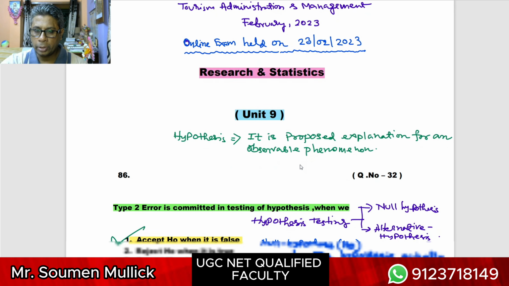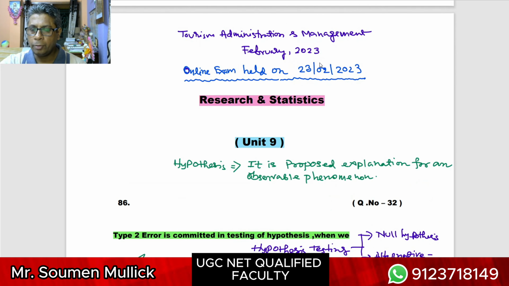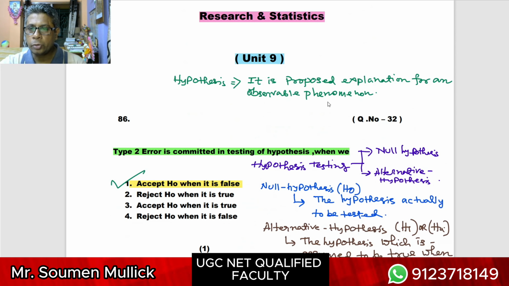So the first question is: Type 2 error is committed in testing of hypothesis when we accept H0 when it is false. This is question number 32, question paper February 2023. This question is based on hypothesis and hypothesis testing. First of all, you have to understand what is hypothesis. It is a proposed explanation for any observable phenomenon.